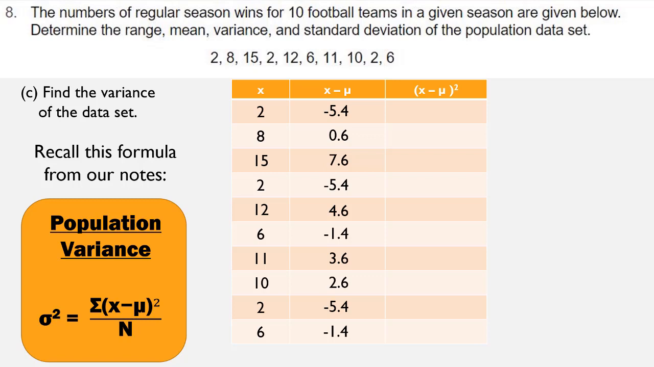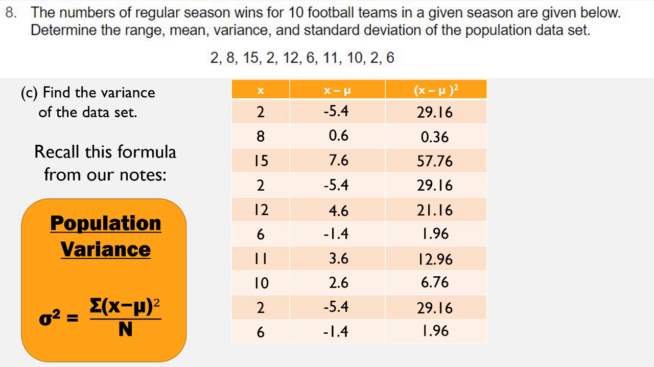Now we're supposed to square each one of those. Squaring those values will make them positive. So when I square the first value, I get 29.16. Then 0.36. 57.76, 29.16, 21.16, 1.96, 12.96, 6.76, 29.16, and 1.96.